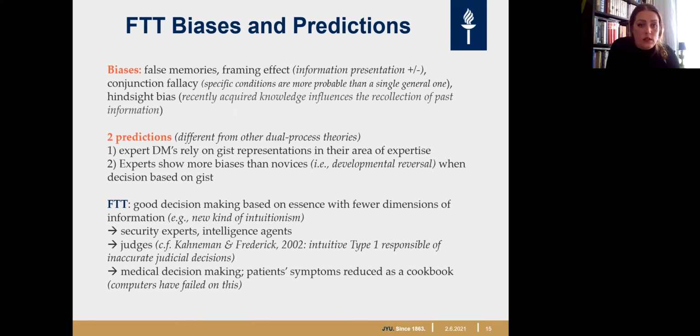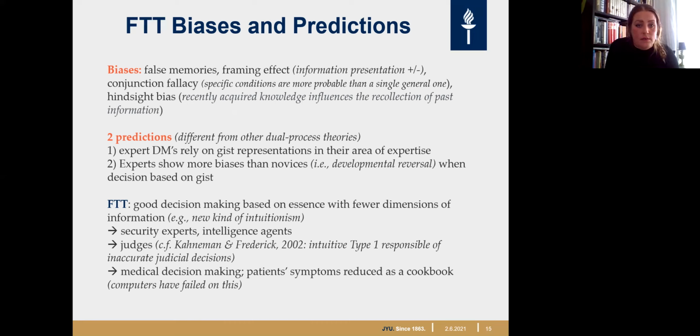And the second one is that experts show more biases than novices when decisions are based on gist. So if a decision is based on verbatim or descriptions, this doesn't happen so much, but then it might affect the quality of the decisions. So there are always these trade-offs.